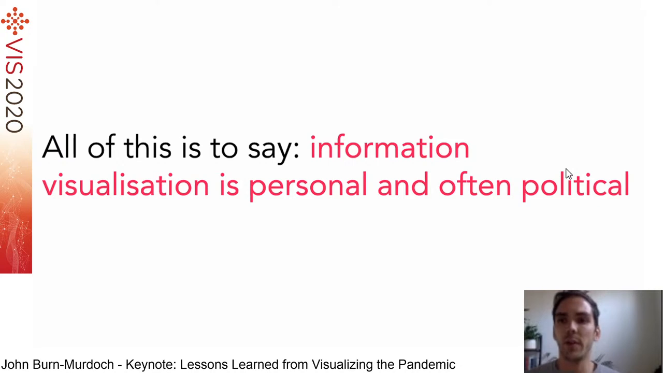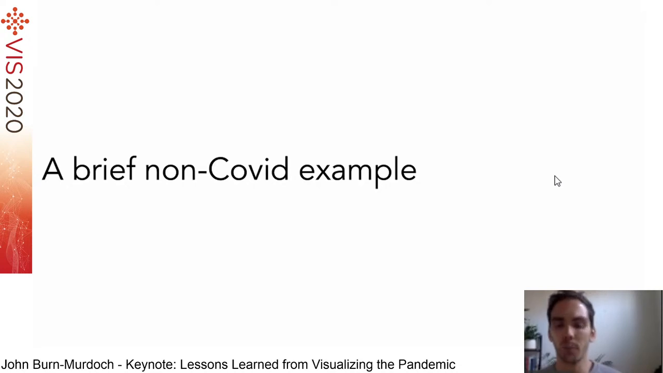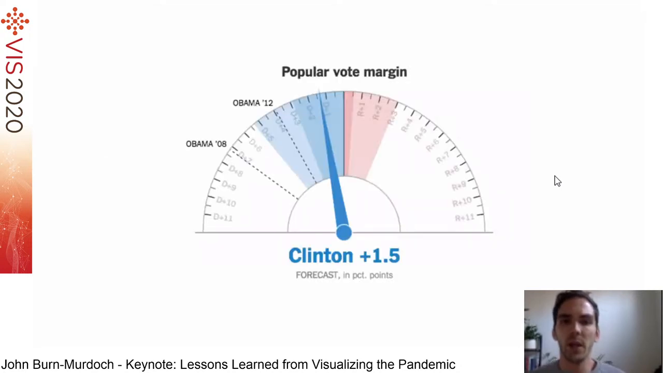All of this is to say that the process of making a chart may seem highly objective and scientific, but we've really got to be thinking much more as well about the messier, as it were, human side of this in terms of how our work is perceived. And a quick non-COVID example as well of this stuff. People will remember the New York Times needle that was first used in 2016, so almost four years ago, almost to the day, showing the likely outcomes of the election as Donald Trump and Hillary Clinton went head to head.